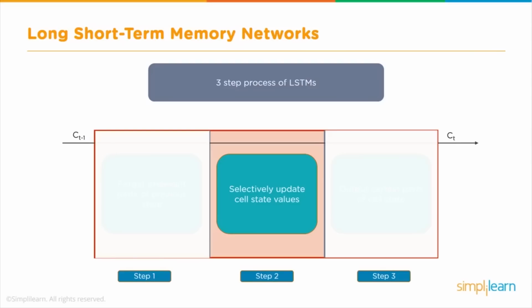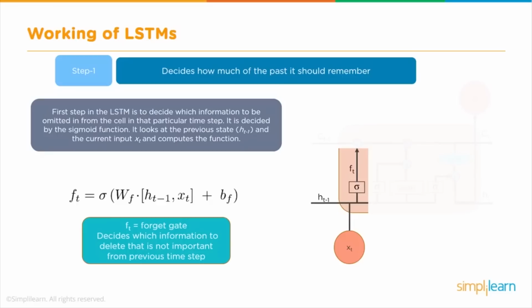And let's dig a little deeper into this. Let's just see what this really looks like. So step 1 decides how much of the past it should remember. The first step in the LSTM is to decide which information to be omitted from the cell in that particular time step. It is decided by the sigmoid function. It looks at the previous state, h at t minus 1, and the current input, x at t, and computes the function. So you can see over here we have f at t equals the sigmoid function of the weight of f times h at t minus 1 and x at t, plus, of course, a bias, as with any of your neural networks.